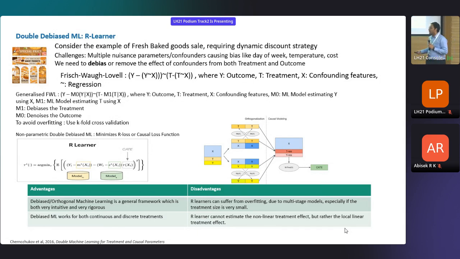So in this case, we have two models. One is to denoise the outcome and another to debias the treatment. Once we have got the residuals from these debiased and denoised parts, we finally have another regression model on these to estimate the effect of the CATE. Now, it's a very generalized framework which works very well for the continuous and the discrete cases. However, there can still be overfitting because of the multi-stage models, and the other part is it really doesn't work for non-linear relationships, so we might need to linearize them beforehand.